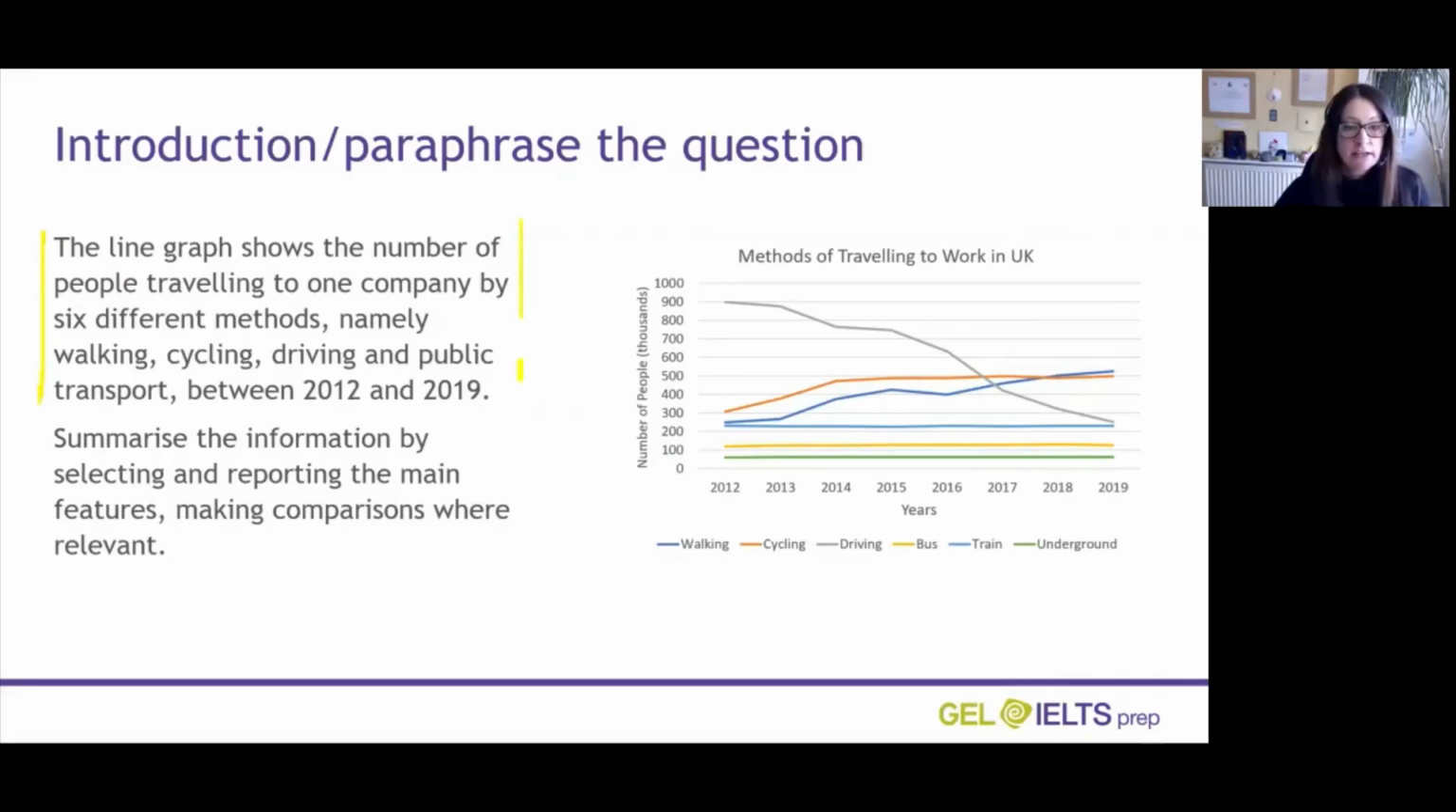The second section that we can see at the bottom here, this is the same for all of the IELTS Academic 1 task questions. So it always tells us to summarize the information by selecting and reporting the main features and making comparisons where relevant. Obviously, we don't need to paraphrase that. We just need to paraphrase this first section at the top, which is specific to this task.